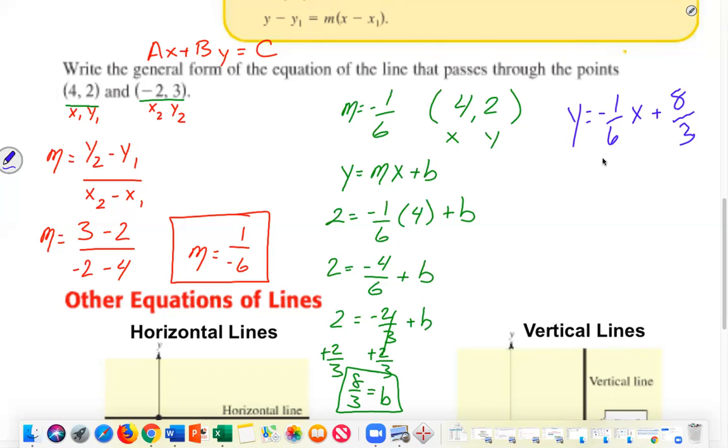But now here's the thing. I'm almost there. I promise you. I'm almost out of colors too, so it has to be the other problem. So I have ax plus by equals c. Almost there, right? I gotta get x to that side. So I'm gonna add 1/6 x. That gives me 1/6 x plus y equals 8/3.